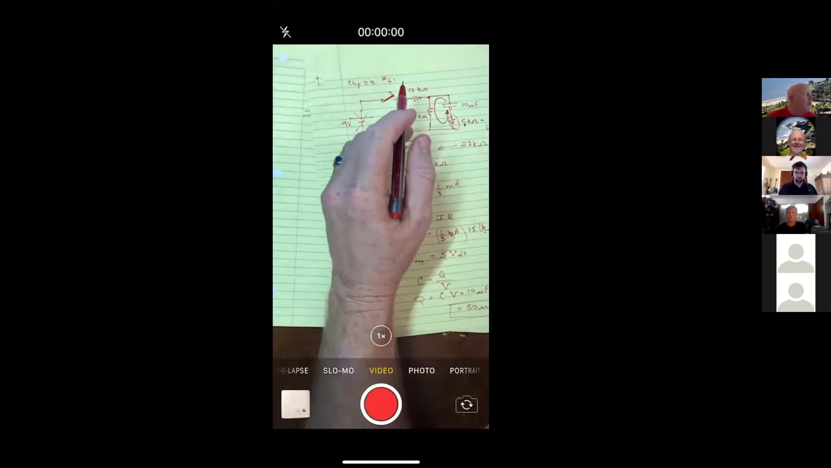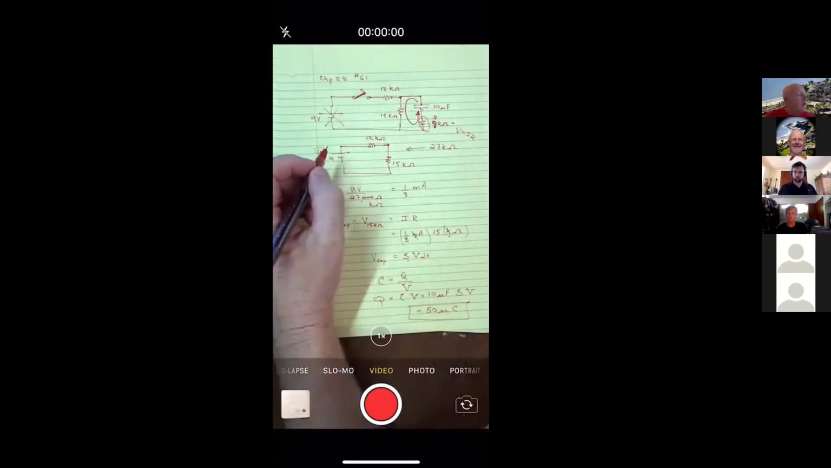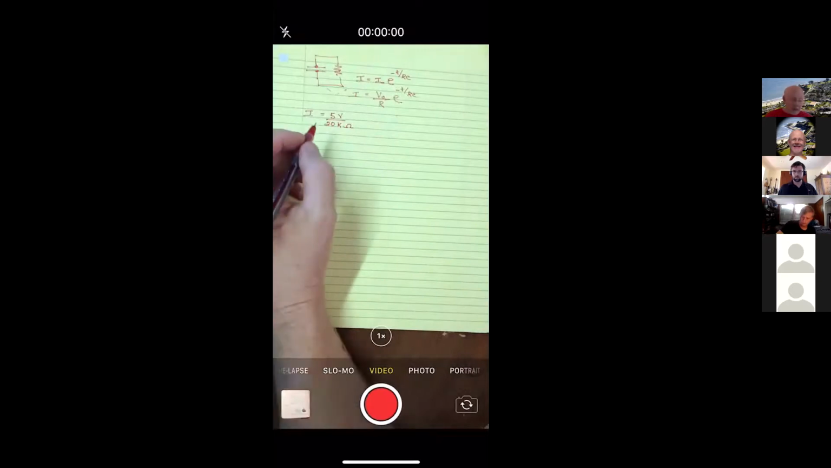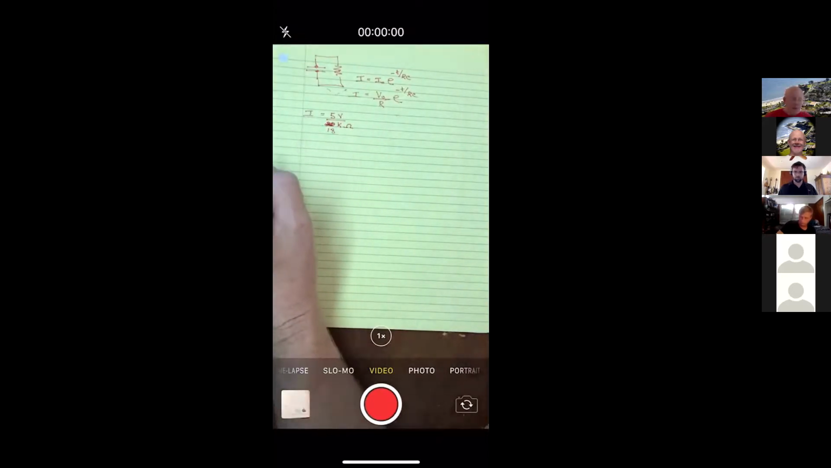Oh, wait a minute. Did I write down the number wrong? Let me zoom in. I did. I wrote 5 here. This is actually a 3. Glad I looked again. Okay, so this should be an 18. 15 plus 3. Okay.